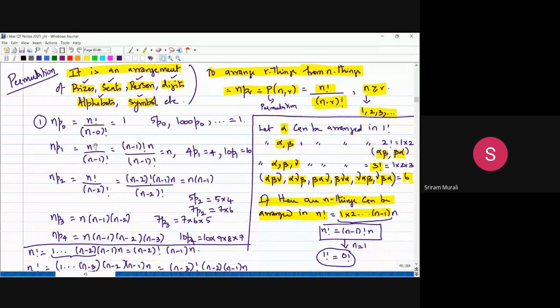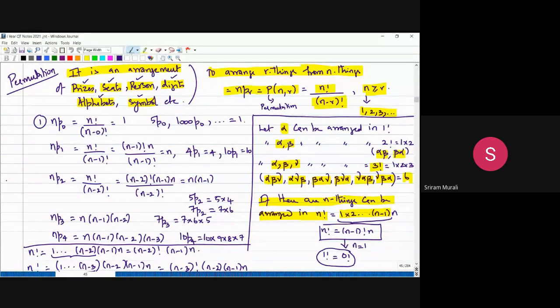What is nP1? It is n factorial divided by n minus 1 factorial. So we want to adjust the highest n factorial to the lowest n minus 1 factorial. The factorial must be removed in the denominator. How to remove? We can adjust the largest to the smallest. In n factorial, I shall write n minus 1 factorial into n. So these two get cancelled, hence I got n. So we are adjusting the largest n to the lowest n minus 1.